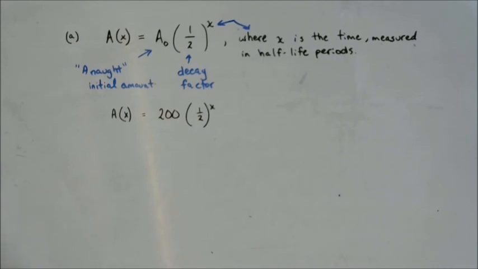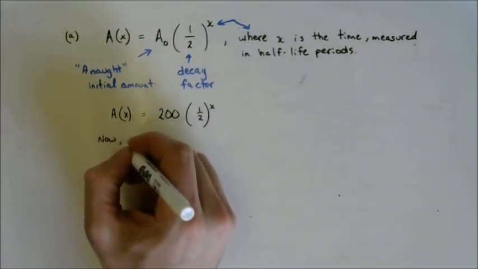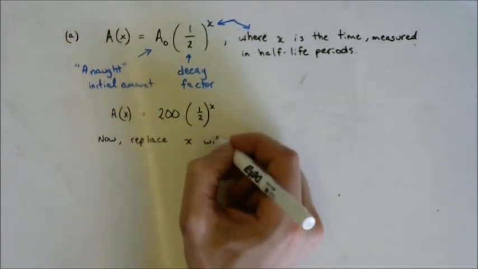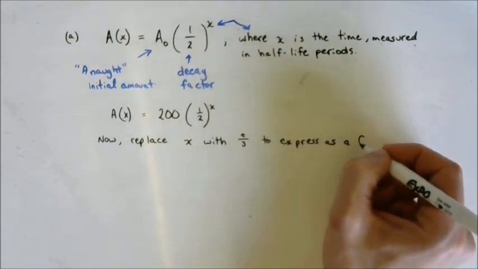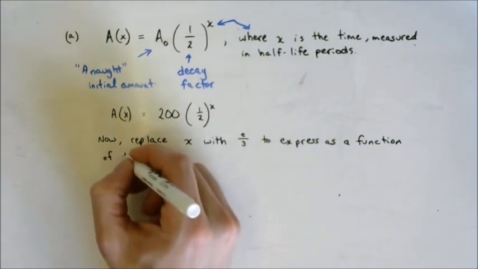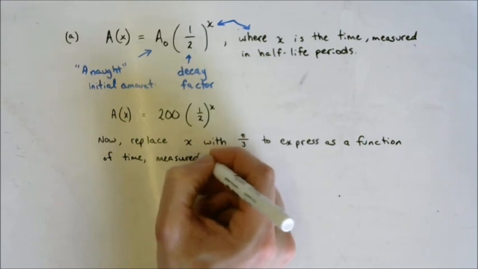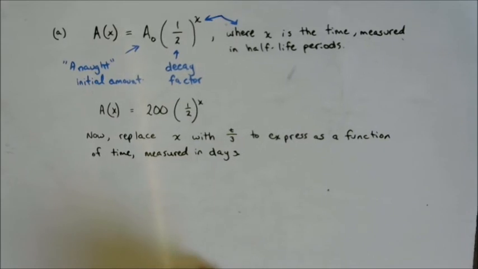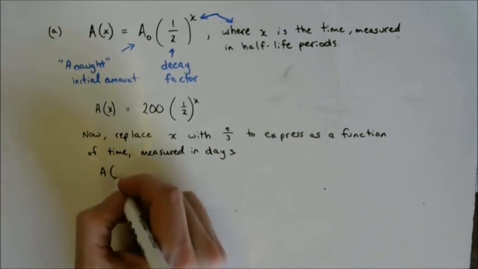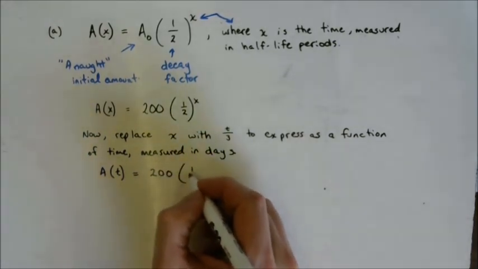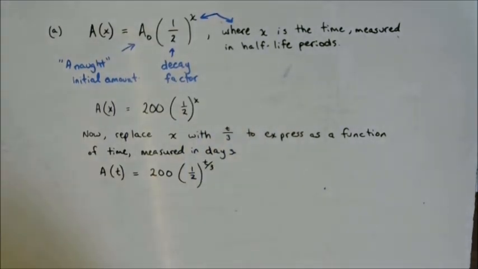So this expresses A as a function of x, the number of half-lives, but to express it as a function of time measured in days, now replace x with t over 3 to express A as a function of time, measured in days. So now we'll be able to relate the amount remaining directly to the number of days that have passed. What does that look like? A with respect to t now is equal to 200 times 1/2 to the power of t divided by 3. So now this relates the amount remaining of radioactive material directly to the amount of time that has passed. Okay?